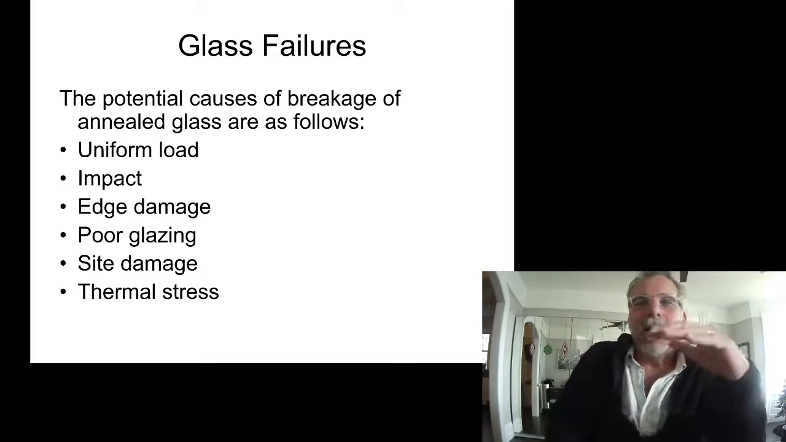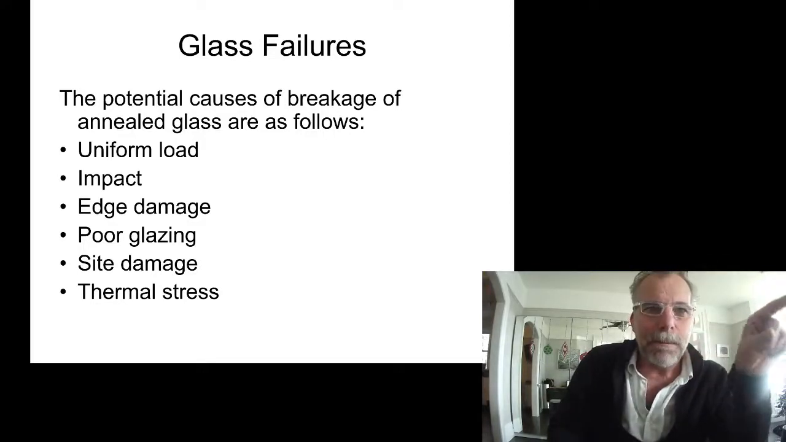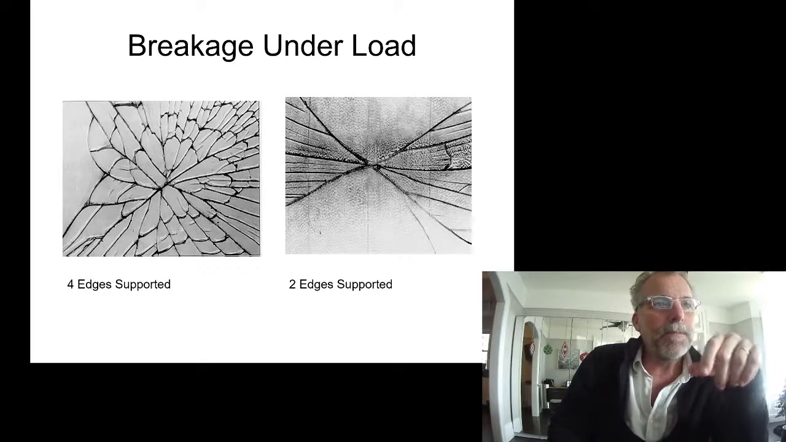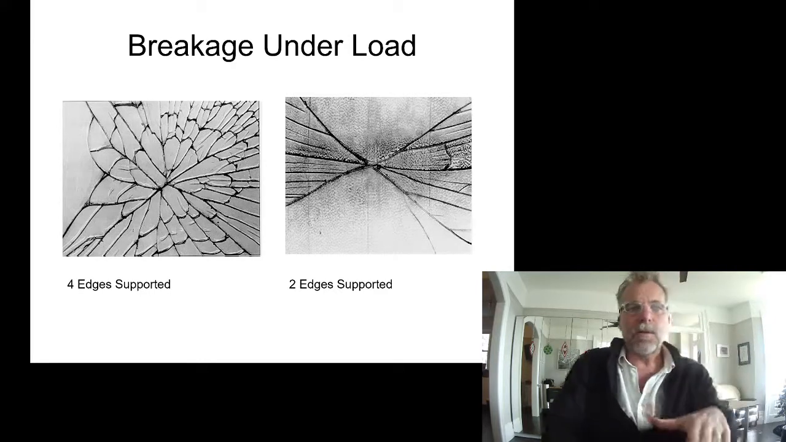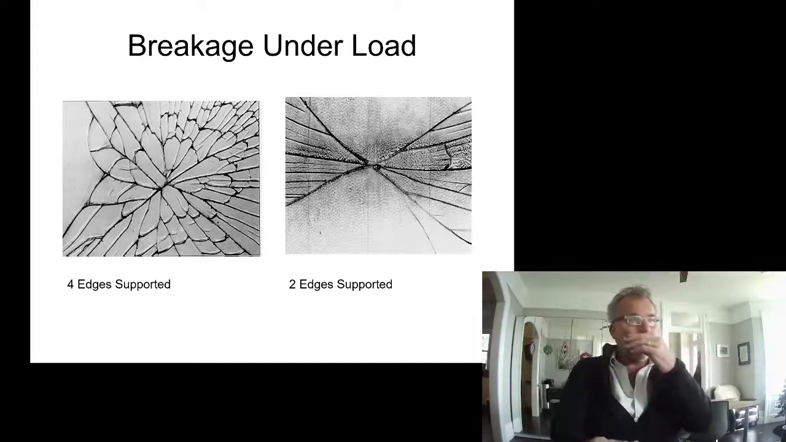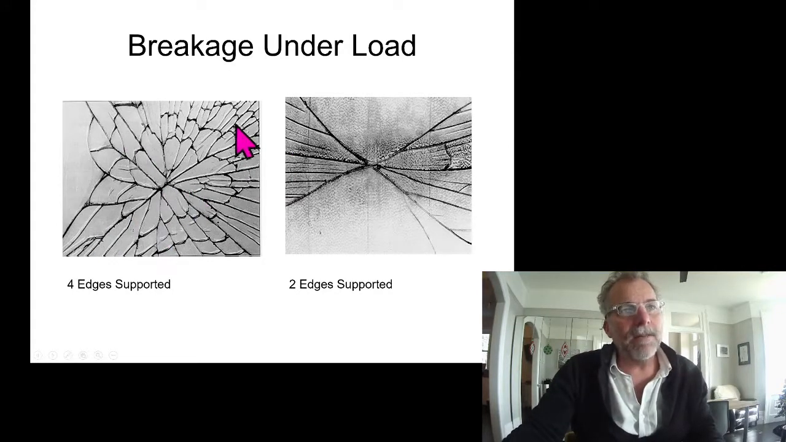Okay, this is the, feel free to probably forget everything I've said in this whole lecture. Remember this part. You can tell by the crack pattern what caused glass breakage. These images, the one on the left here, if you have four edges supported and glass breaks under load, so this would be, you know, wind load on a window, or snow load on a skylight or something, you're going to get cracks radiating more or less uniformly from the center to the perimeter, and then this annular crack pattern as well.